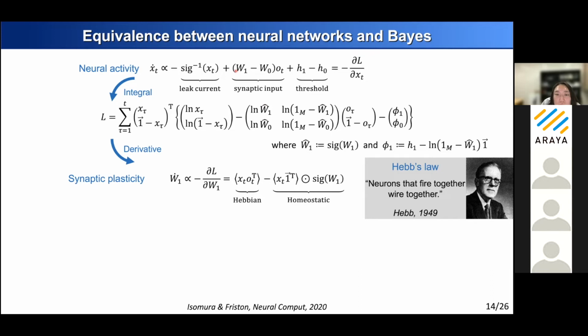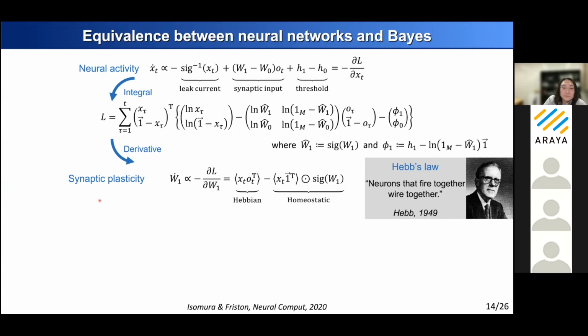Okay, I found some chat message here. X, is it membrane potential or firing rate? We consider that rate coding model, rate coding activity. So it's not spike, but rate. Okay. And anyway, in this manner, we successfully obtained the cost function, biologically plausible cost function for a neural network.